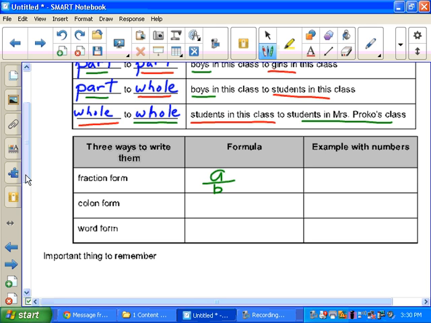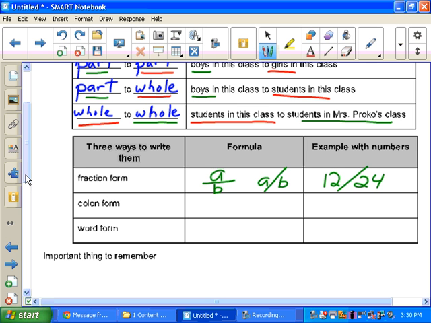You may also see the fraction bar written with a slash rather than directly above and below. They're both fractions, and they both represent a number compared to or divided by another number. So an example with numbers would be, say I have 12 apples and I have 24 oranges. So the ratio of apples to oranges in my bag of fruit is 12 to 24.